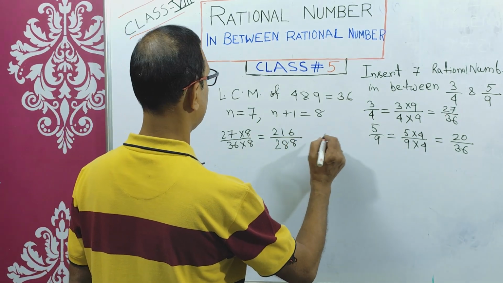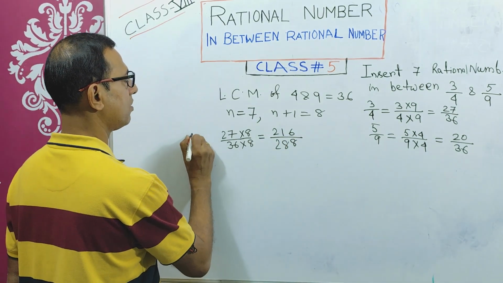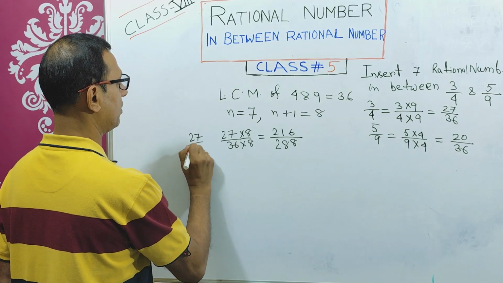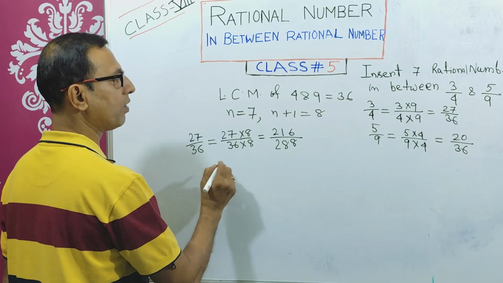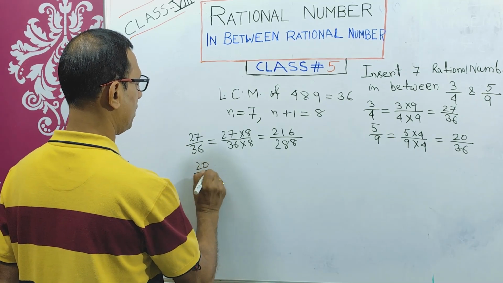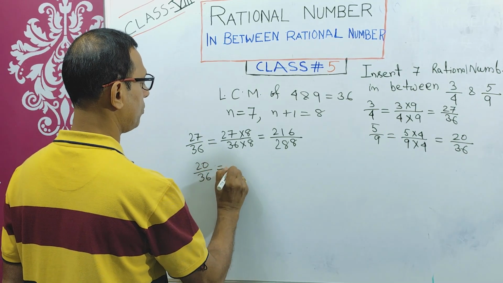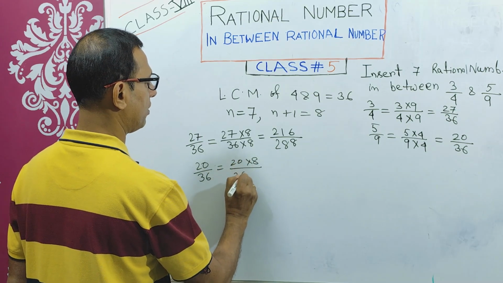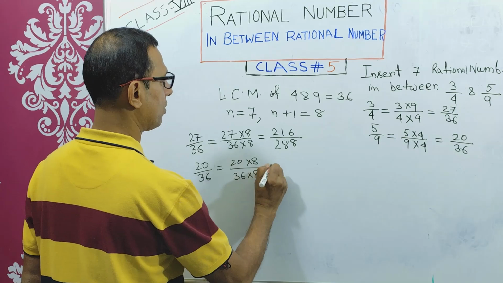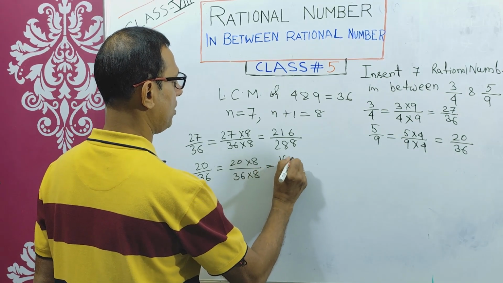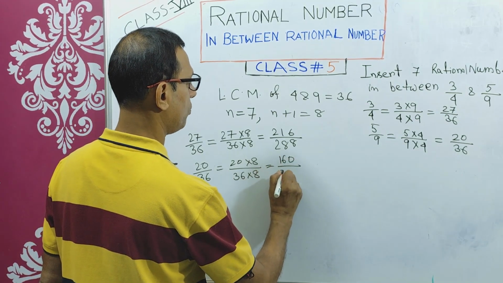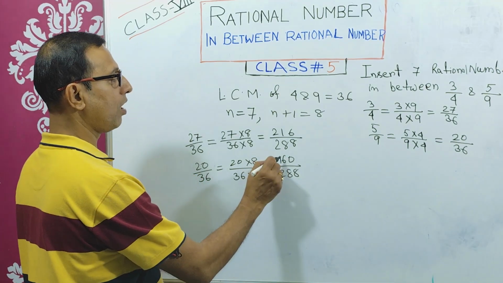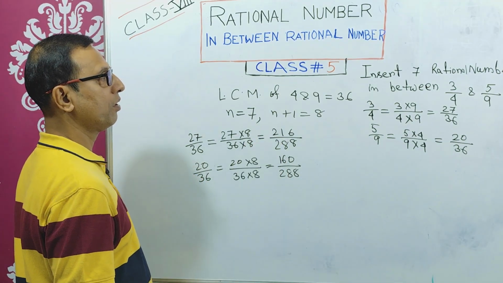And next it is 27 by 36. Another one is 20 by 36. 20 by 36 equals 20 into 8 by 36 into 8, which equals 160 by 288. So now we will find out.